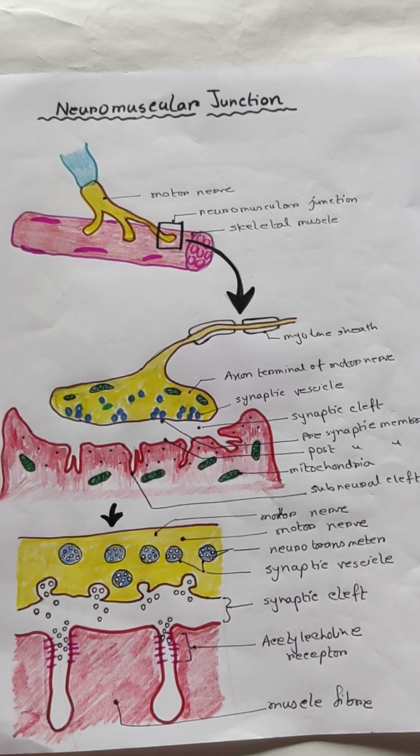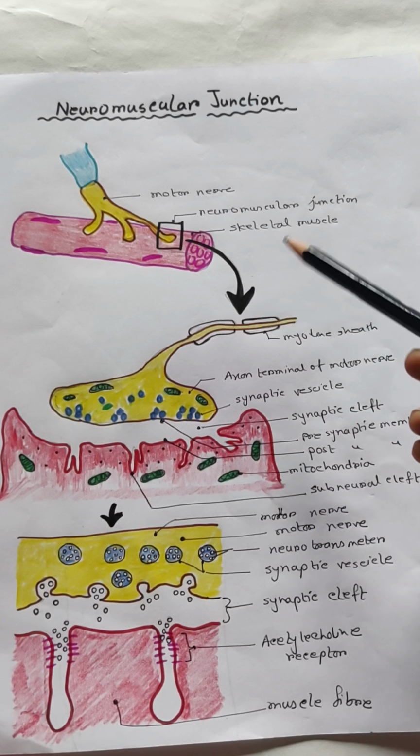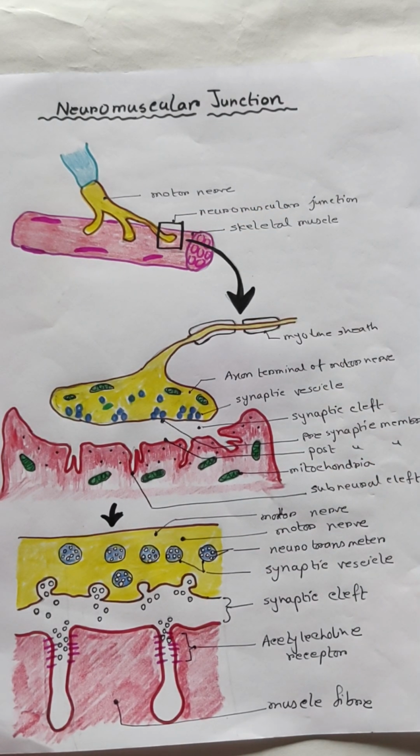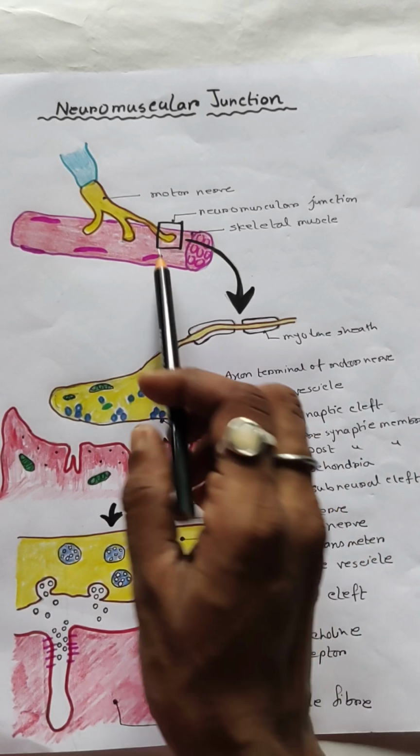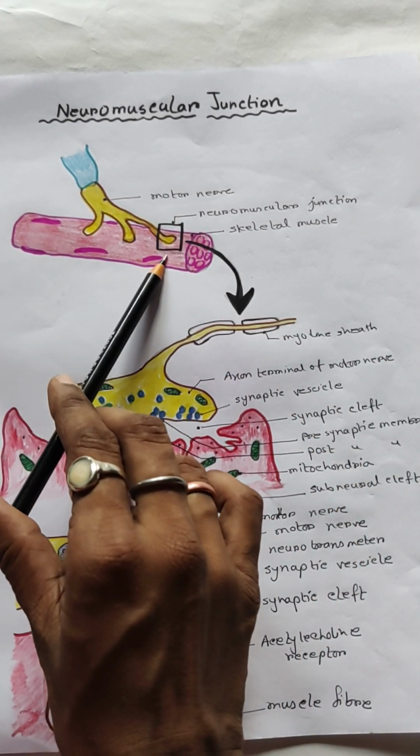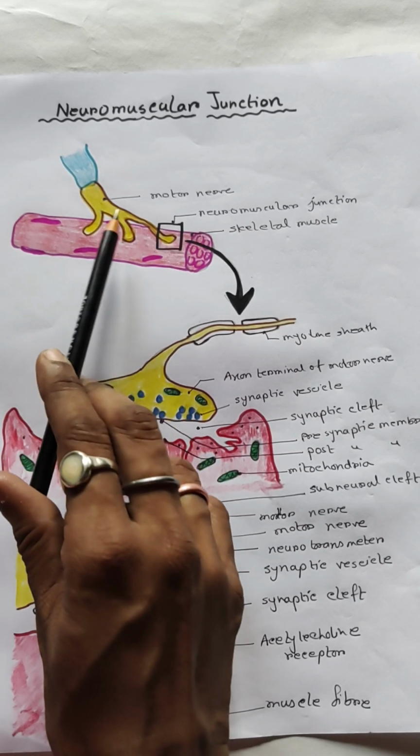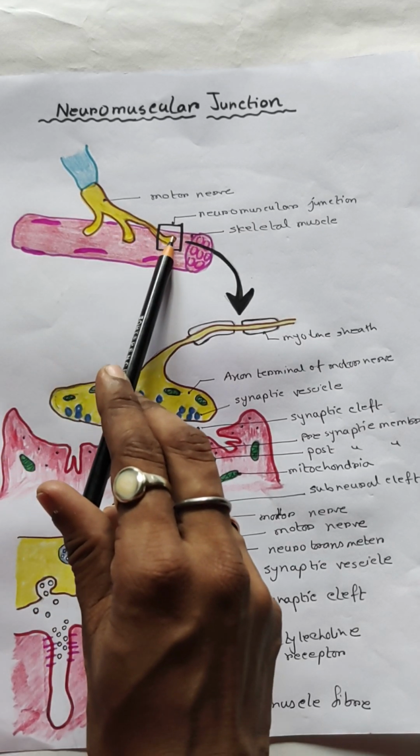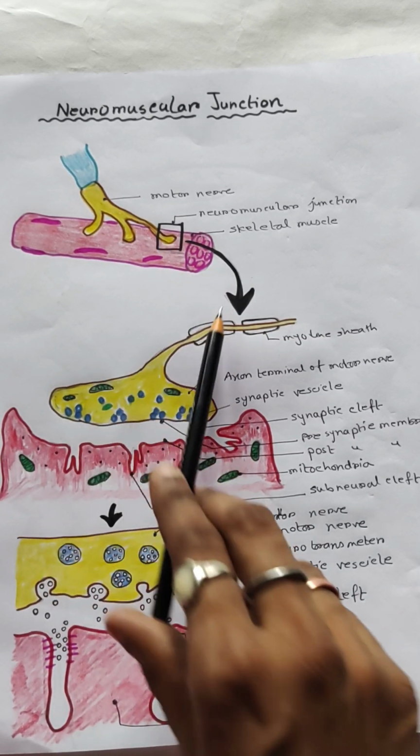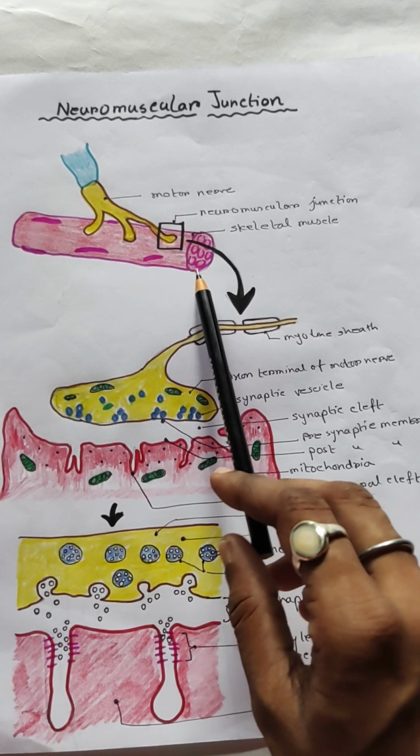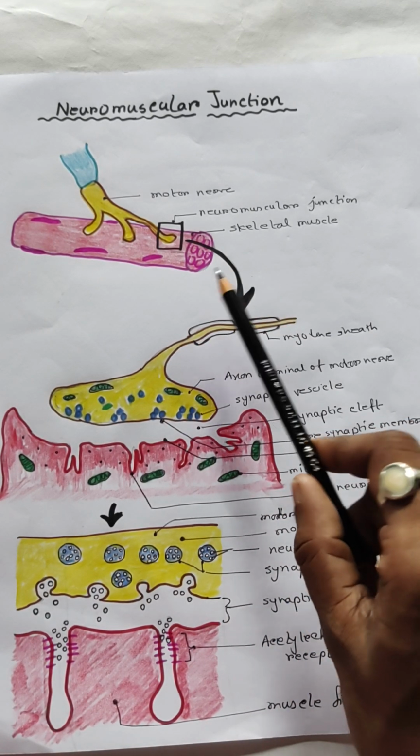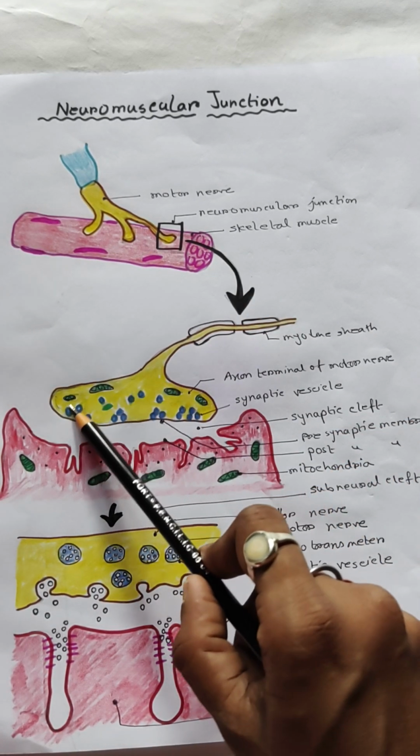Before muscle contraction, a signal must come to the muscle, otherwise the muscle can't contract. So here is a neuromuscular junction from where the signals come. This is the motor nerve and this is the skeletal muscle, and the junction between this nerve and muscle is called the neuromuscular junction. The stimulus comes from this motor nerve. Okay, I'm first explaining the neuromuscular junction. So here is the neuromuscular junction. This is the motor nerve.